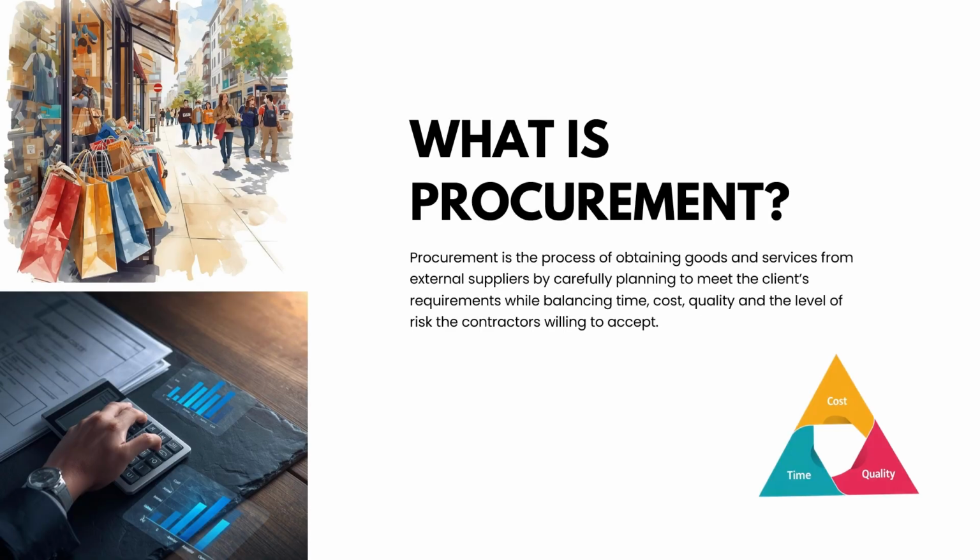Let's get started. Before we go into the types of procurement, let's first understand what procurement actually means. Procurement is simply the process of purchasing goods and services from outside suppliers, vendors, and subcontractors in a planned way to meet the client's requirements while balancing time, cost, quality, and project risk.